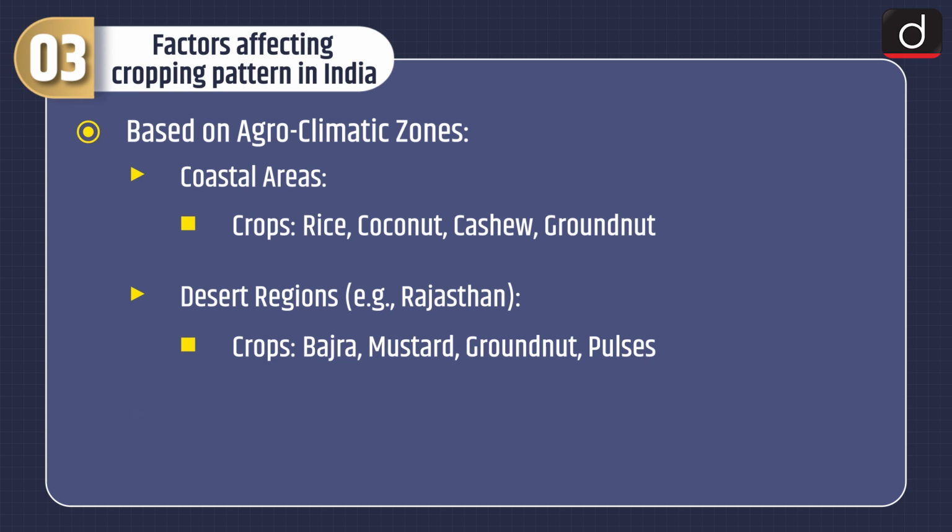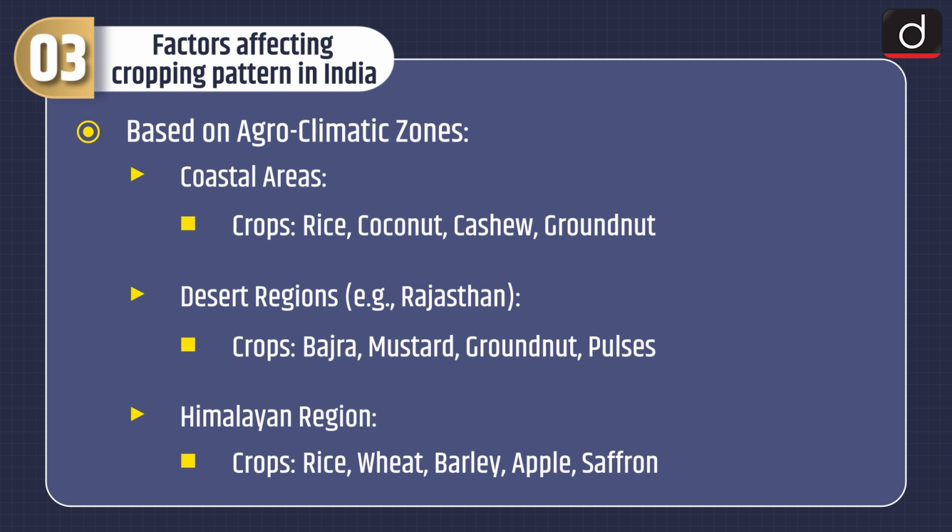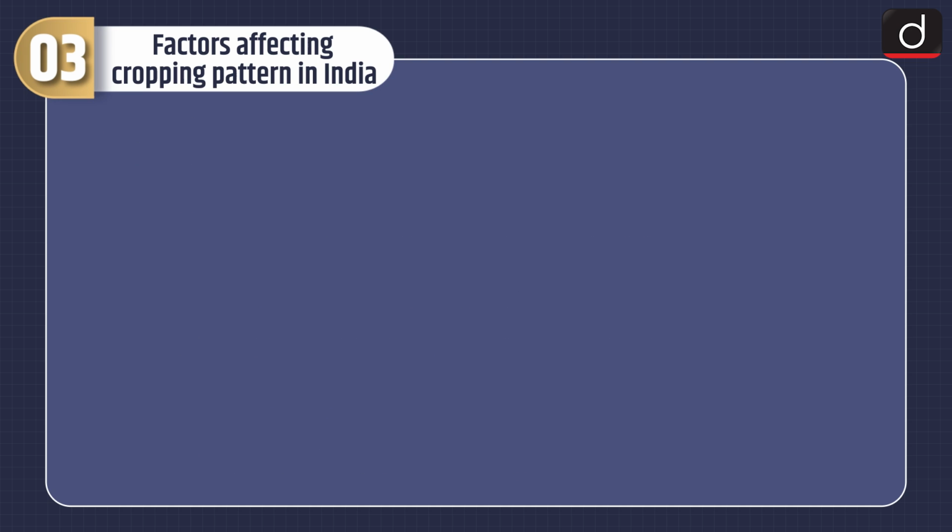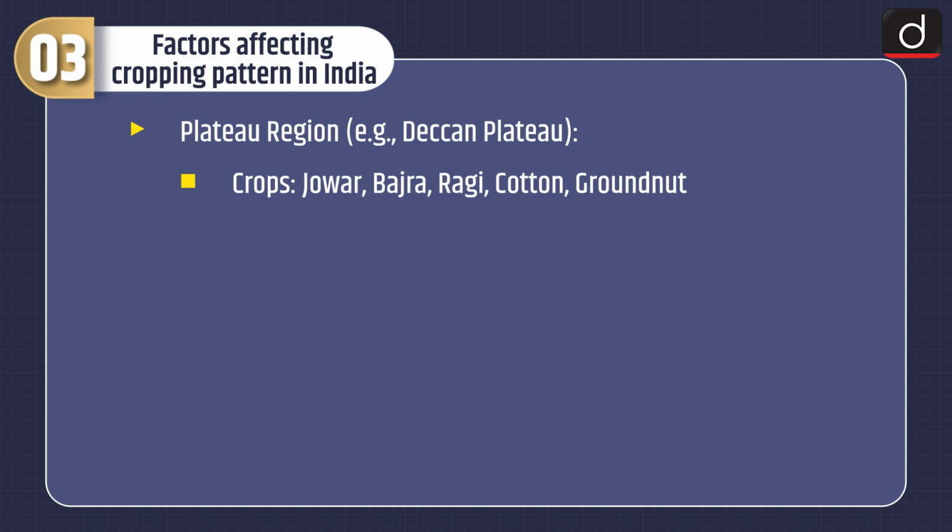Crops are bajra, mustard, groundnut, pulses. Himalayan region, crops are rice, wheat, barley, apple, saffron. Plateau region, example Deccan Plateau, crops include jowar, bajra, ragi, cotton, groundnut.